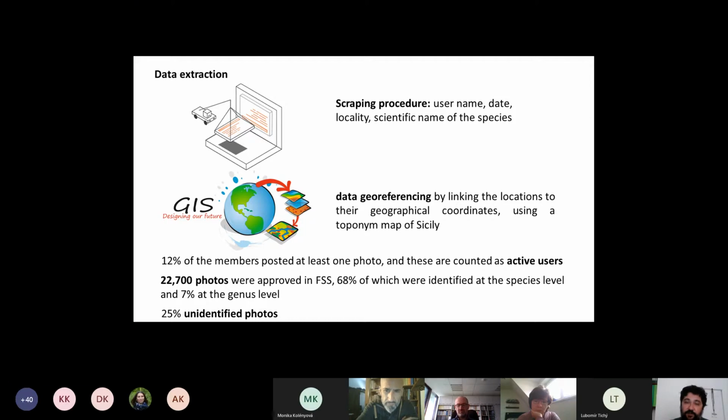And then there was another problem because Facebook also does not support geotagging, while on other digital platforms like Instagram and Flickr it is possible. So we had to link the location given by the user with the toponymic map of Sicily. One extract impressed us because there were about 20,000 photos, and 68% of these images were identified at species level, 7% at genus level, and 25% were unidentified photos.